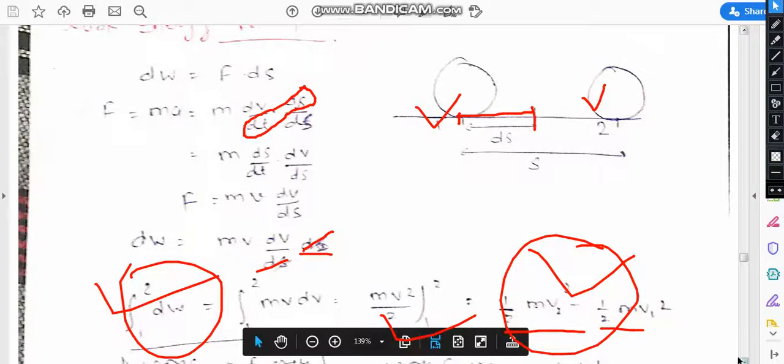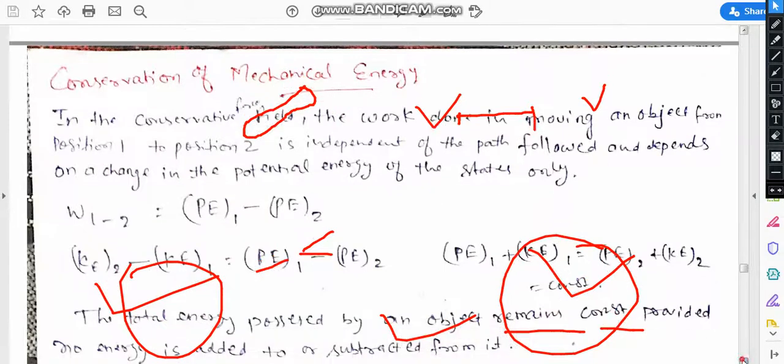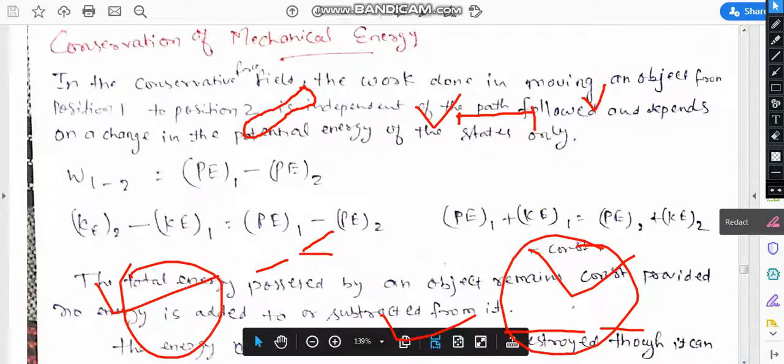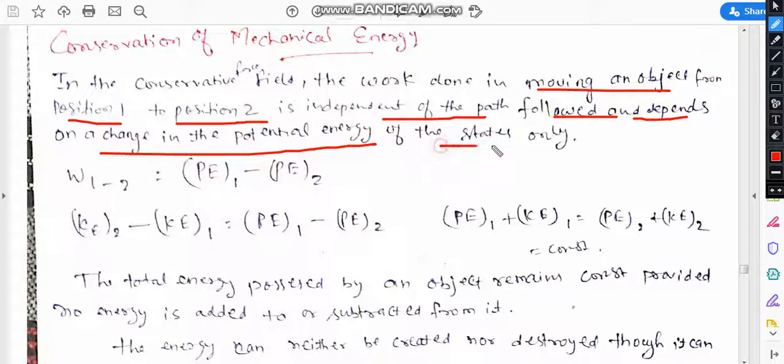And now the next topic is conservation of mechanical energy. What is meant by conservation of mechanical energy? The simple meaning is that in the conservative force field, the work done in moving an object from position 1 to position 2 is independent of the path followed and depends on a change in the potential energy of the states only.